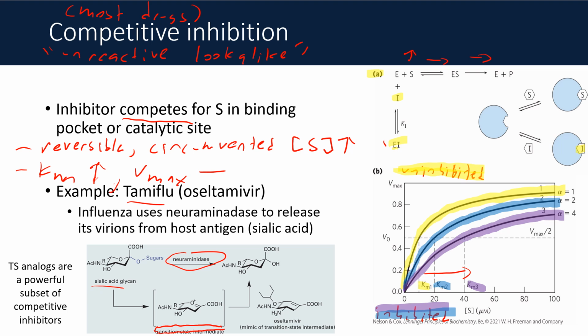And I want you to notice something. The Tamiflu drug molecule is approximating the transition state, not the substrate. Remember that enzymes are good substrate binders, but amazing transition state binders. So the very best competitive inhibitors are not substrate lookalikes, they are transition state lookalikes, often called transition state analogs. These are a powerful subset of competitive inhibitors. If you're interested in pharmaceuticals, you best be aware of that fact.